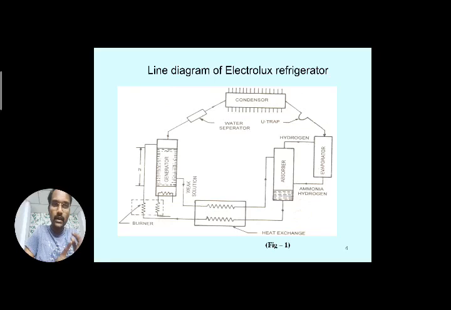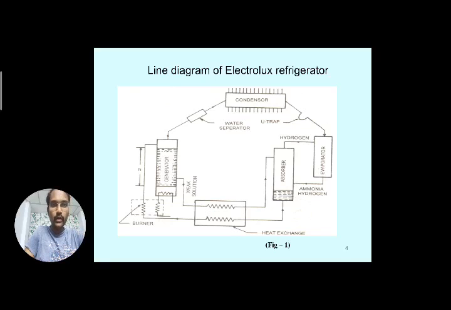One is refrigerant, one is absorbent, and the other one is just like one gas or one inert gas. Okay, so it is ammonia, water, and hydrogen. Hydrogen is inert gas, water is absorbent, and ammonia is a refrigerant. So a three fluid system is used in the Electrolux refrigerator, and how it is functioning, what is the principle behind that, we will see it clearly.